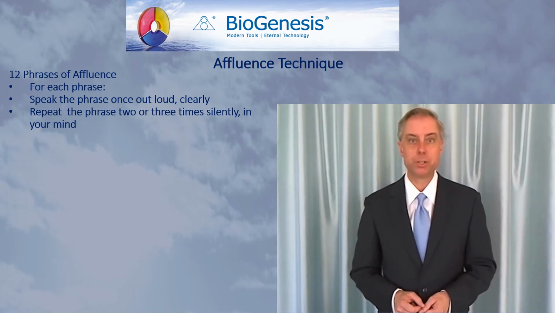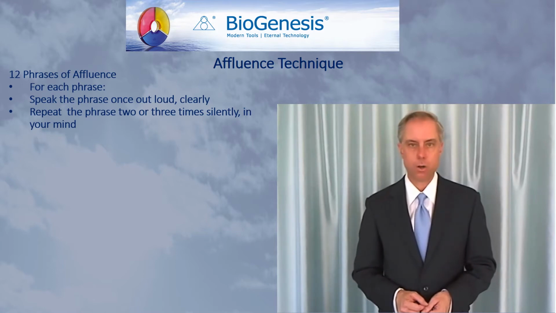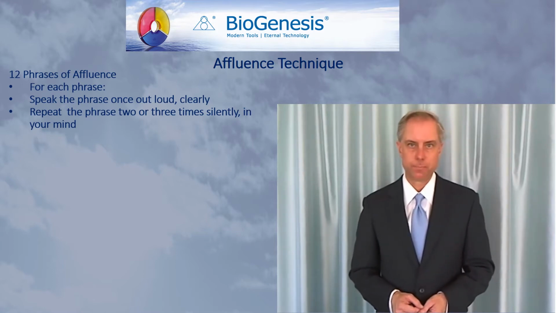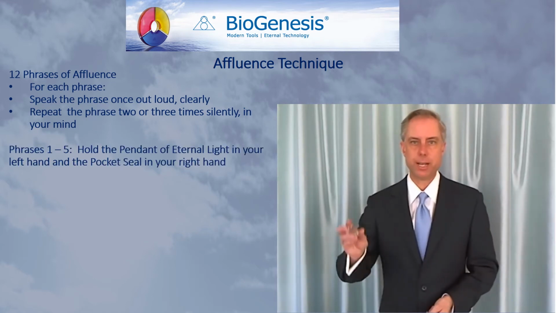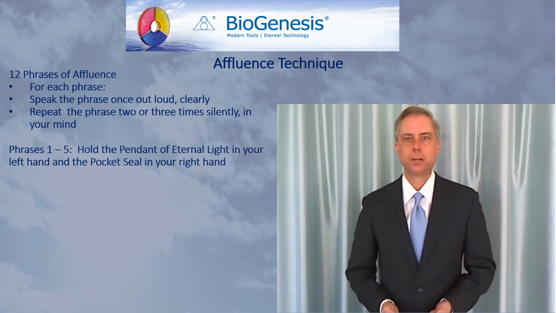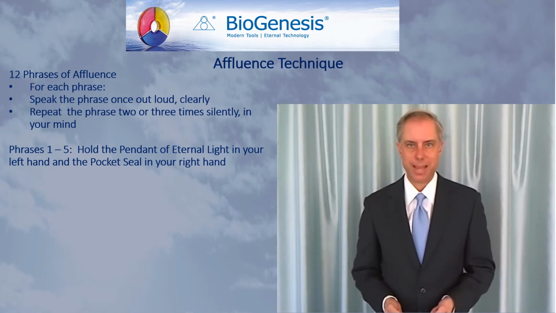Needless to say, be sure to print out the instruction form that's on this webpage so that you can follow along with me for this technique. The first phrase of affluence: in this great expanse, all may be located. You will sit there holding the pendant of eternal light in your left hand, the pocket seal in your right hand, close your eyes, and you will verbally say that command.